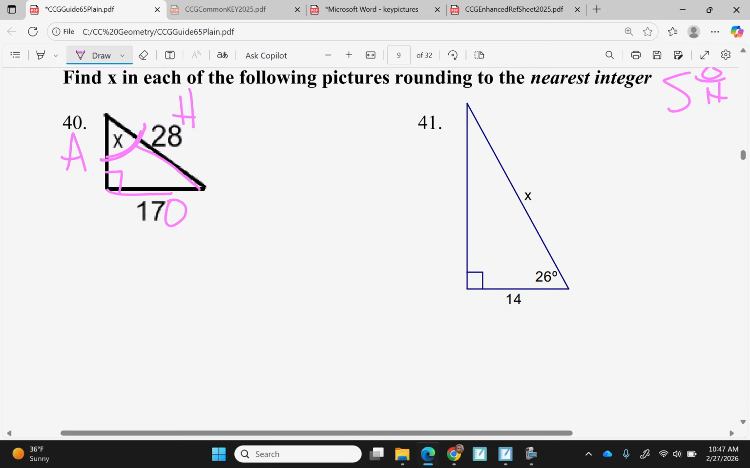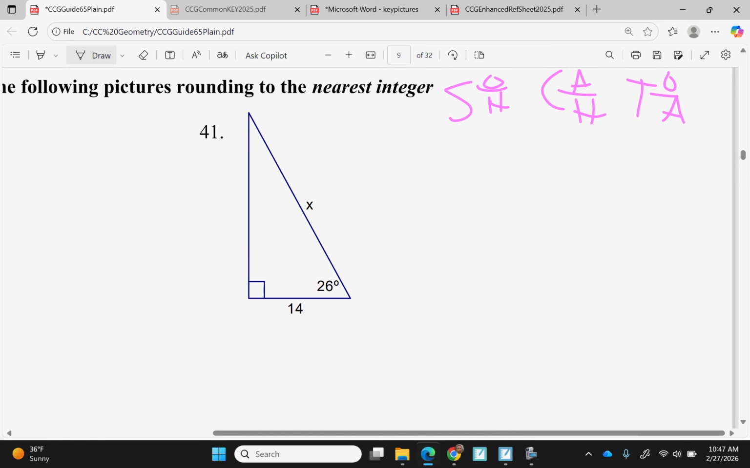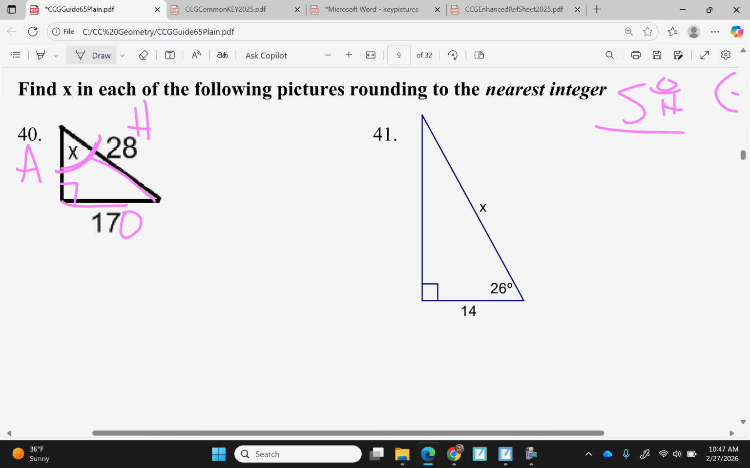Well, H and O are involved, and H and O is sine. So I write sine theta equals O over H. Theta is the angle, which in this case is X. O is 17. H is 28. From here, we can do this the right way or we can do it the shortcut way.